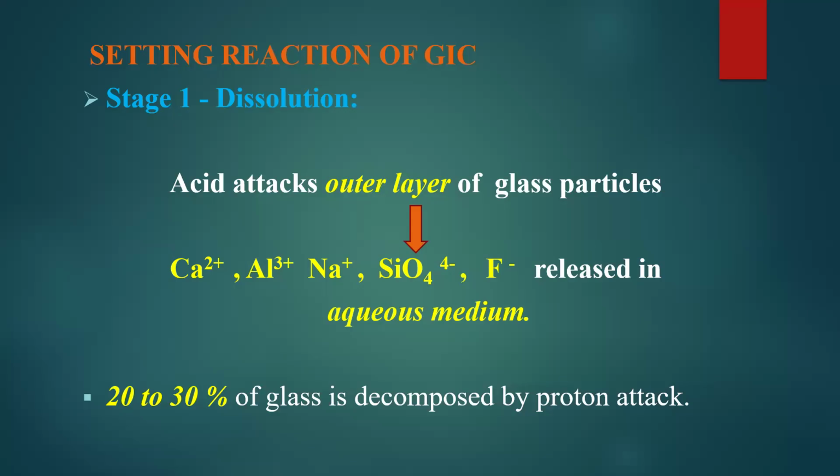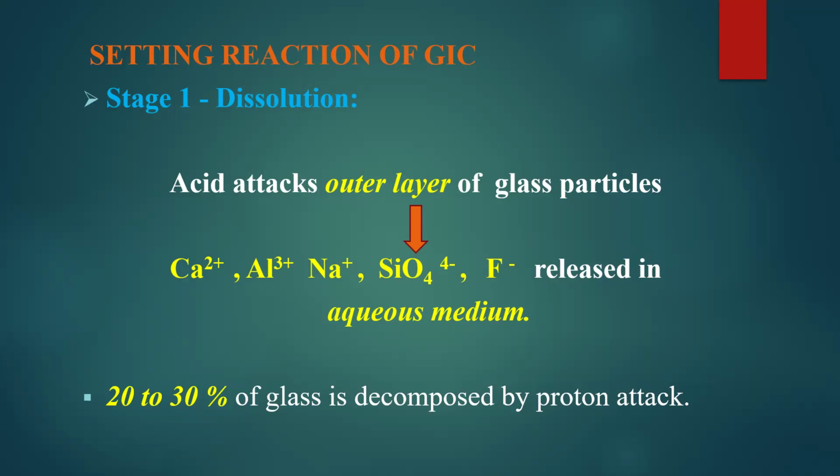We all know GIC consists of a powder as well as a liquid component. The powder as a whole, we can say, is calcium aluminofluorosilicate glass particles, and the liquid is a combination of polyacrylic acid along with other polymers like tartaric acid, itaconic acid, malic acid, and even trace amounts of water.